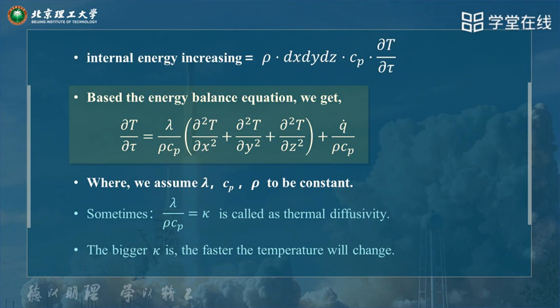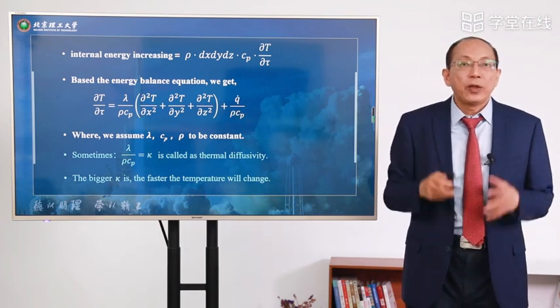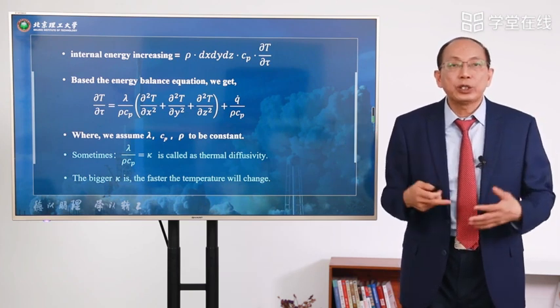So based on the energy balance equation, we get partial T partial tau equals lambda over rho Cp times partial T power second over partial x power second plus partial T power second over partial y power second plus partial T power second over partial z power second, and plus Q point over rho Cp. We can obtain an equation like this. This equation we can call the conduction equation.